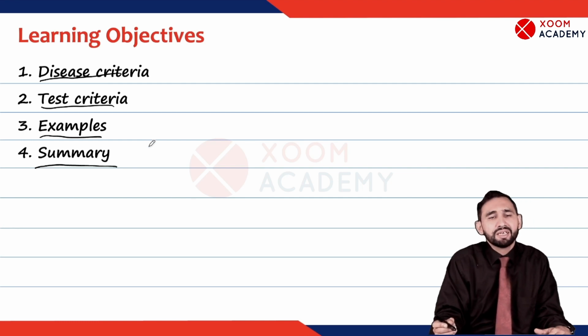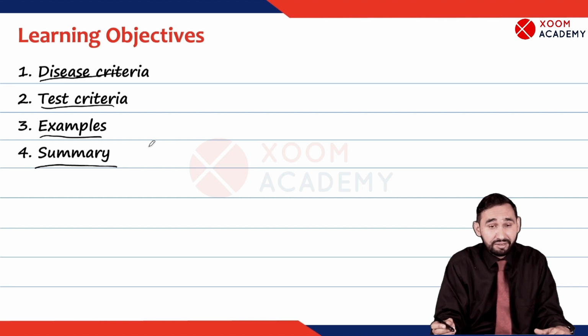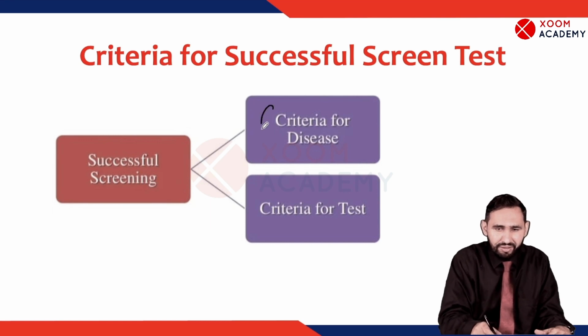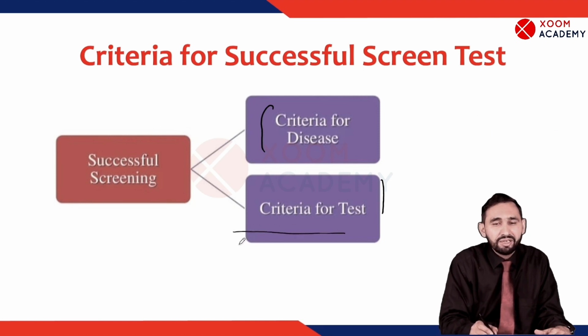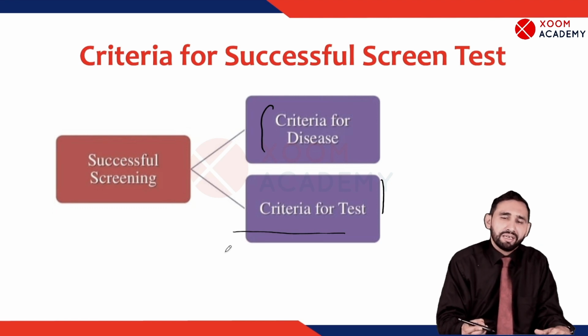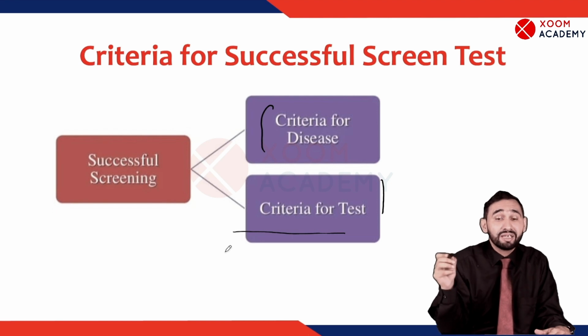There must be some criteria to conduct a screening test. As a screening test is done for a disease with the help of some tests, the criteria is criteria for disease and criteria for test. And these tests are done in healthy individuals or apparently healthy individuals in a specific population. So for a successful screening test, we will select a criteria for disease. The disease must fulfill that criteria.